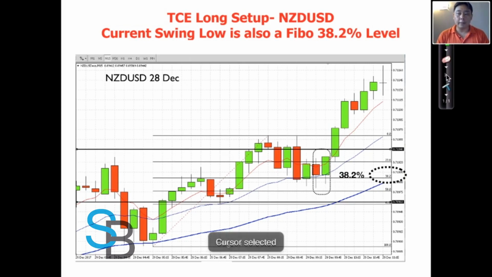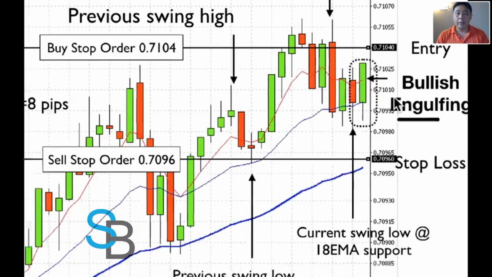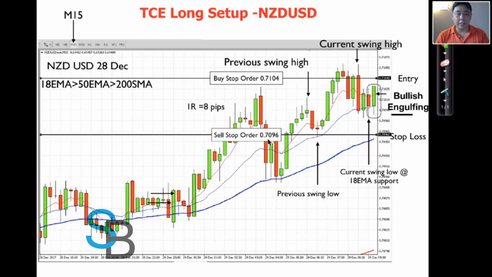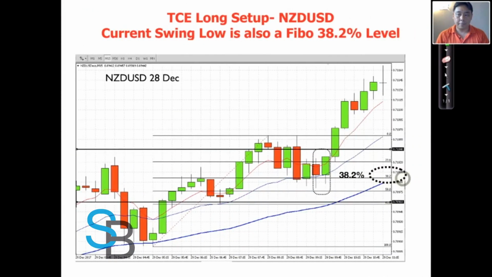We need to wait for a trigger candle, a trigger pattern. The trigger pattern in this case is a bullish engulfing. So these two candles make up the engulfing pattern, as you can see. Once we see the engulfing pattern, we place our buy order above the high plus the spread. In this case, buy order at 7104, stop loss below the low, at least 8 pips. So in this case, it's 7096. So we've got an 8 pip stop loss, and our profit target is 1 to 2 above our entry price.